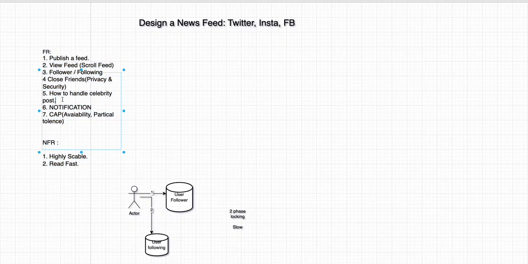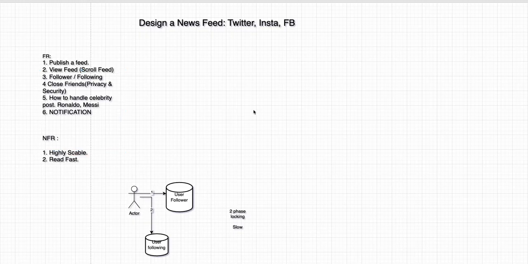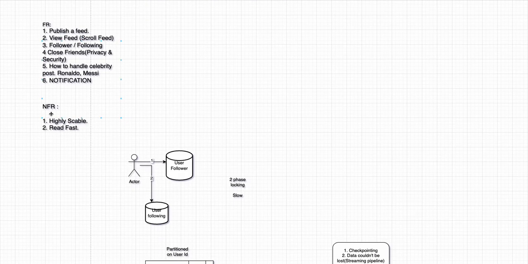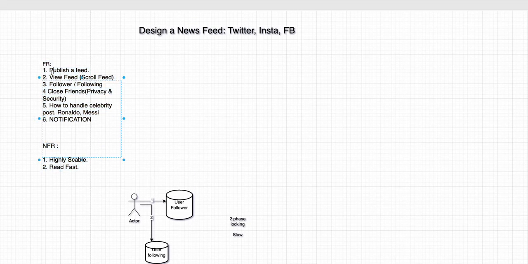Fifth is, let's say some celebrity or some verified user posted something, like Ronaldo, maybe Donald Trump, or let's say Messi, they posted something. How do we manage that? Next, maybe how do we manage notifications? And then we'll discuss, this is not a requirement, but maybe we'll discuss it separately. Okay, so these are the functional requirements.